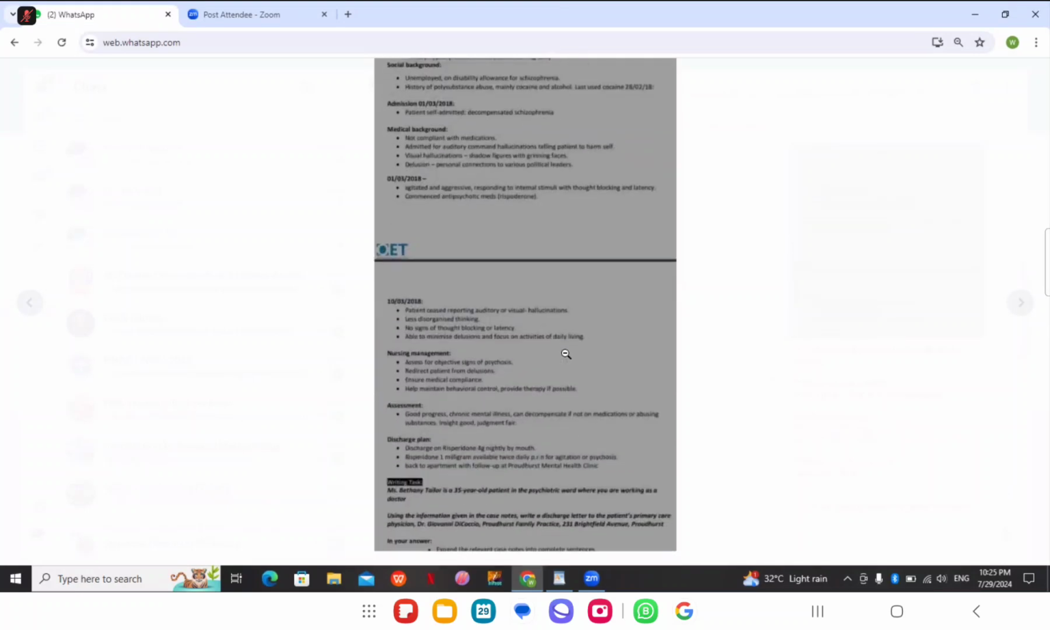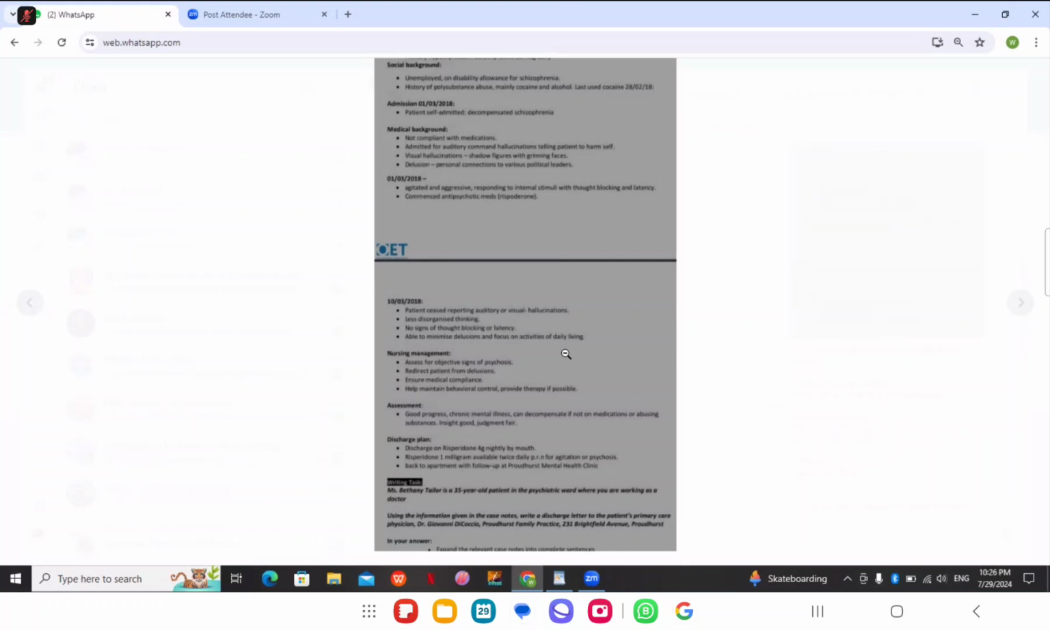Here, if you see that, a 5-year-old patient in the psychiatric ward where you are working as a doctor. Okay? Using the information given in the case note, write a discharge letter to the patient's primary care physician.